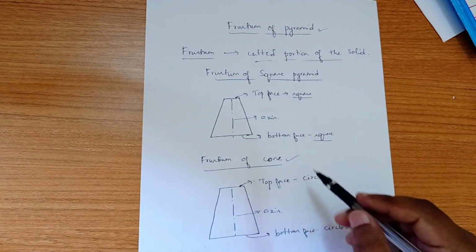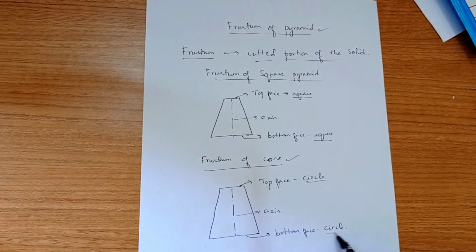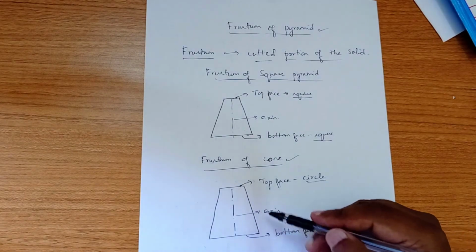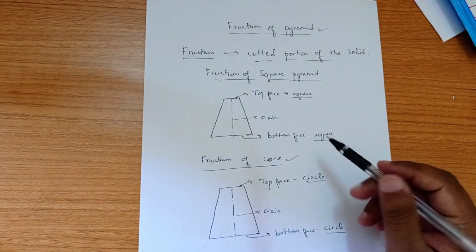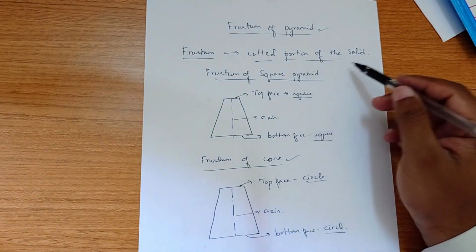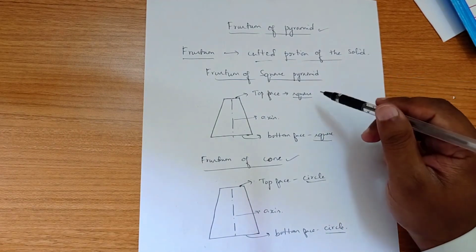In the frustum of a cone, the top face and the bottom face will be circles, with the height or axis given. Okay, frustum, understood, is nothing but a cut portion of a solid. Okay, that's what the frustum is.